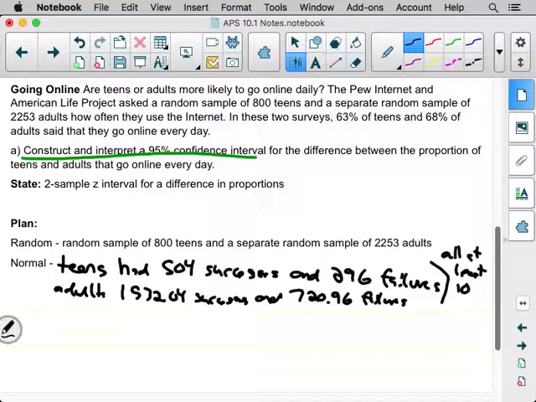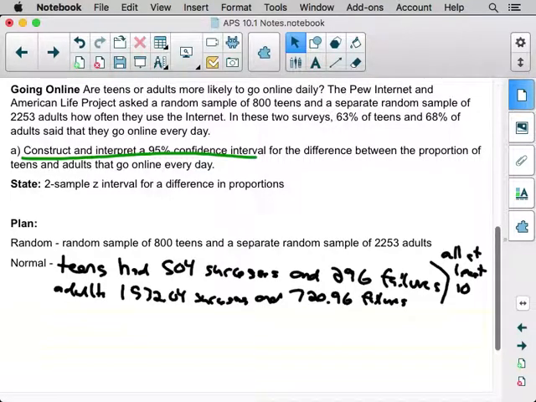So just make sure I'm not going too quickly. Does everybody get how I got those values? Is everybody good with that? Beautiful. And independence, what do we check for independence? Less than 10%. So both of these samples should be less than 10% of their respective population of teens and adults, right? And what's the other component to that? It's also reasonable they're independent from each other.